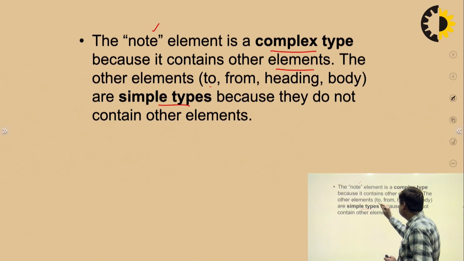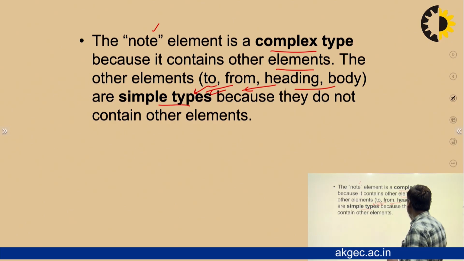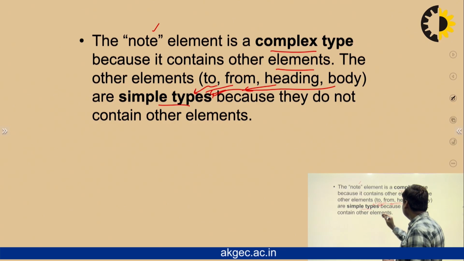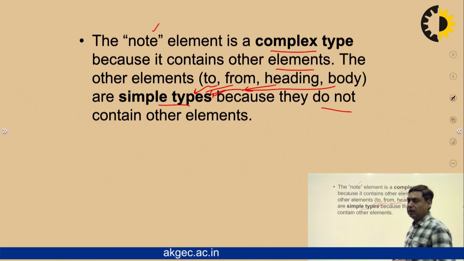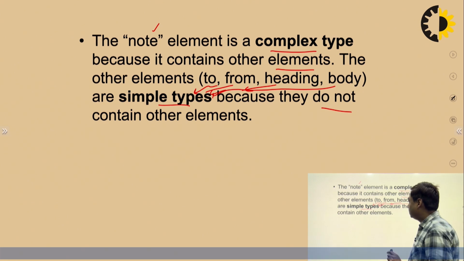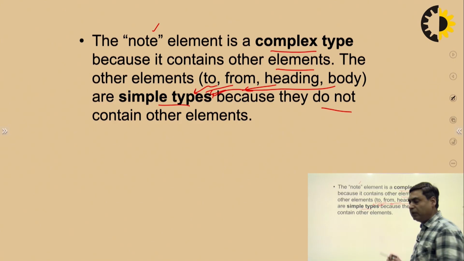But 'to' is a simple type. And heading is also a simple type because it does not contain any other element. So if any element does not contain any other element, then we call it a simple type. So a simple type is an element which does not contain any other element. A complex type is an element which contains many other elements.